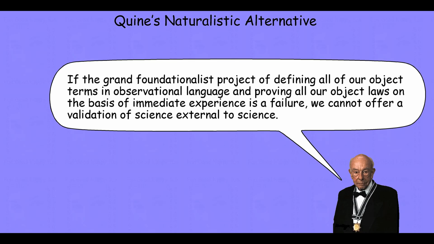So Quine thinks that if the grand foundationalist project of defining all of our object terms in the observational language and providing all of our object laws on the basis of immediate experience, if that project is a failure, then we cannot offer a validation of science external to science. Translated into the context of this course, Quine seems to be saying, if we cannot find a means of injecting justification into our knowledge edifice, so that inferential transfer of justification can carry it through the rest, then we cannot create a knowledge edifice that is immune from skeptical challenge.